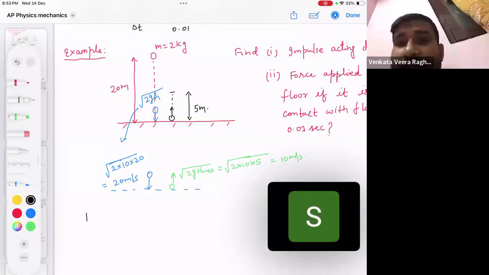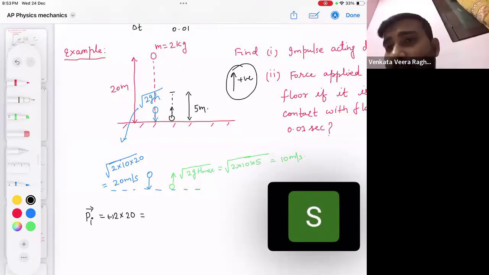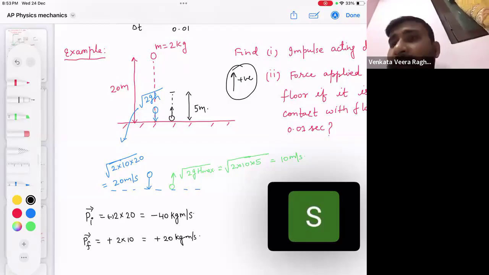I'm going to take this direction as positive in this question. So tell me, is it going to be my initial momentum 2 into 20? Will it be negative because of the direction? So minus 40 kg meter per second. Final momentum, how much will it be? Plus, mass is 2 kg, velocity is 10. We got plus 20 kg meter per second.